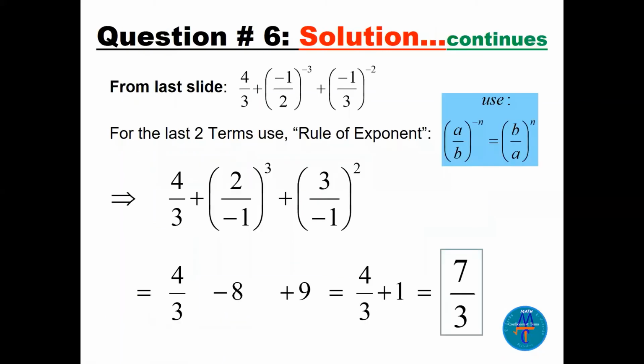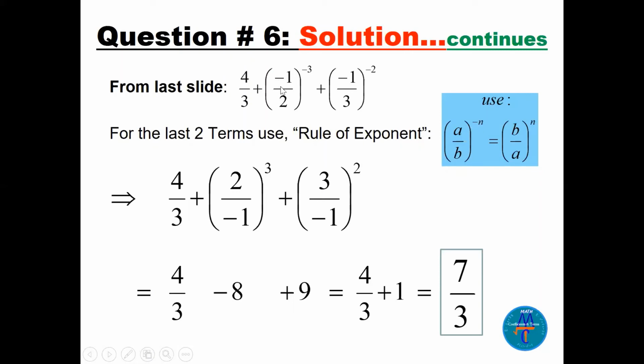Let's go. And the final answer you should get is 7 over 3. I have explained in the previous slide that 4 over 3 is the first one. Now let's use this rule of exponent: a over b to the power minus n. Remember, if you have a minus in the power, we invert the fraction, b over a, and we leave the power. See, the power and the minus, we invert it.